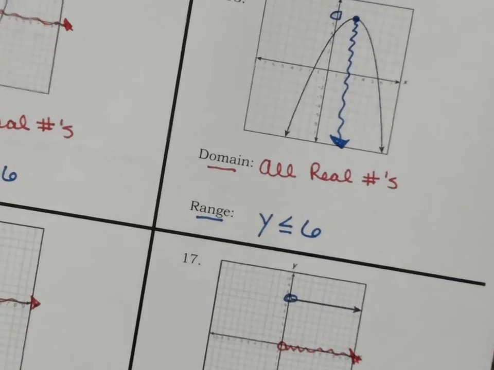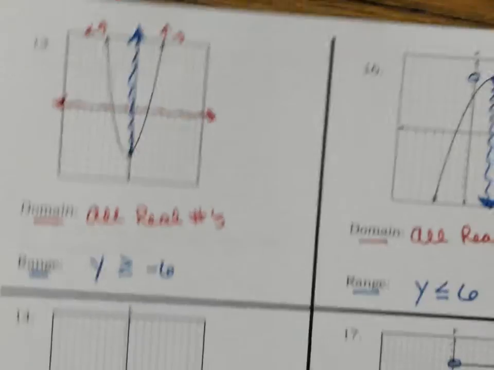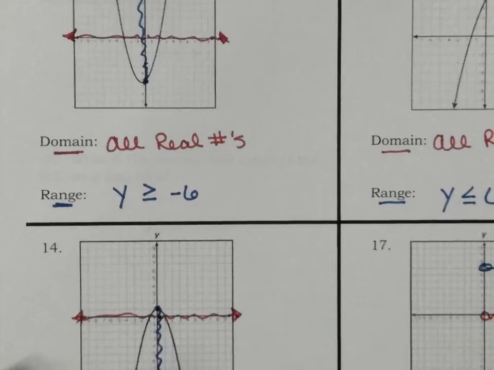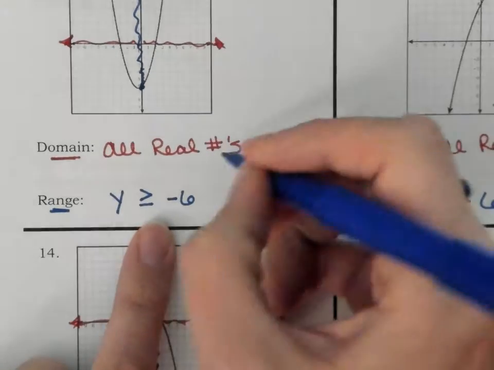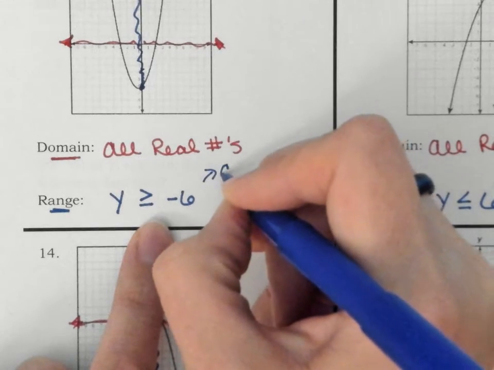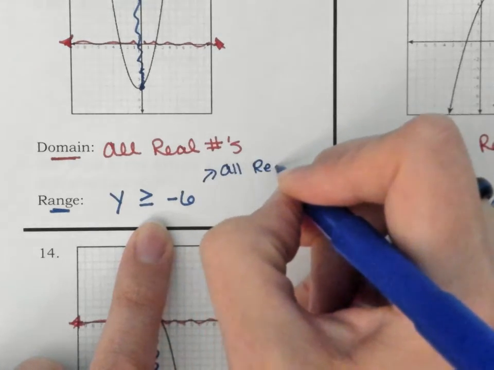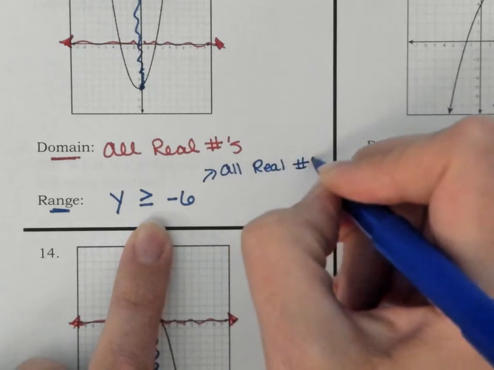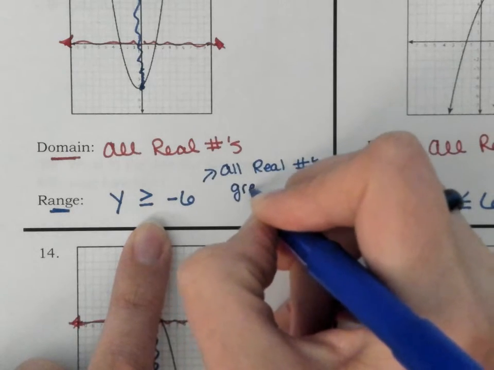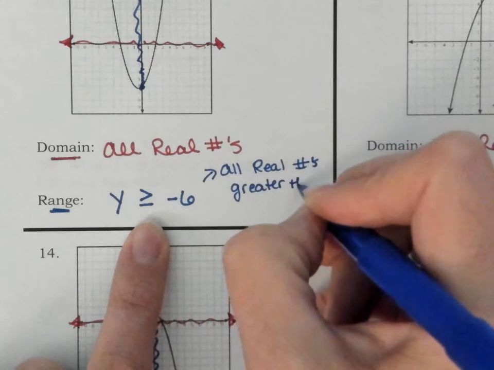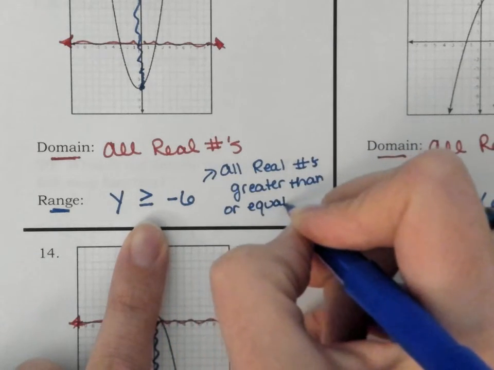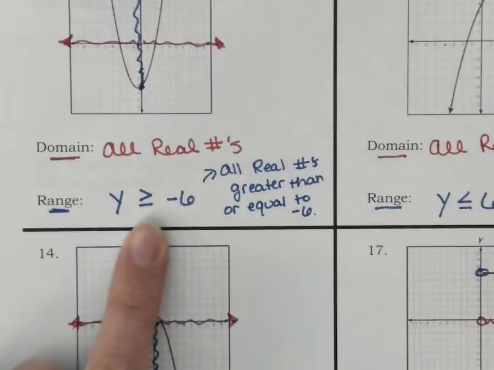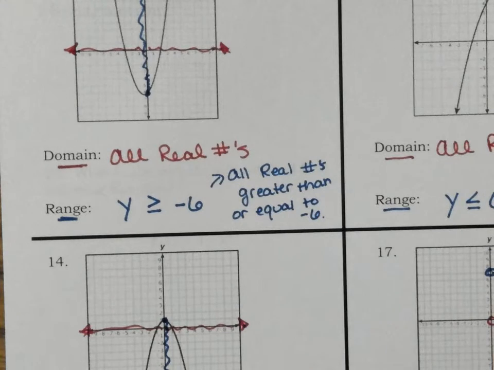All right, I want to look at page 3, and let's talk about not the domain, but the range. How would I write this range? Okay, all real numbers greater than or equal to -6, just like that.